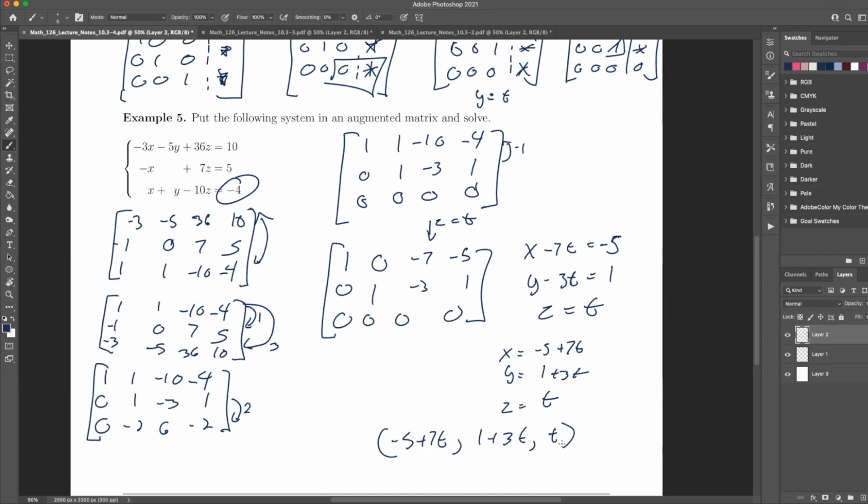All right, so that's the end of this section. So the difference between 10.2 and 10.3 is one we do it in matrix form, the other one we just do it without using the matrices. And the matrix just makes this easier.